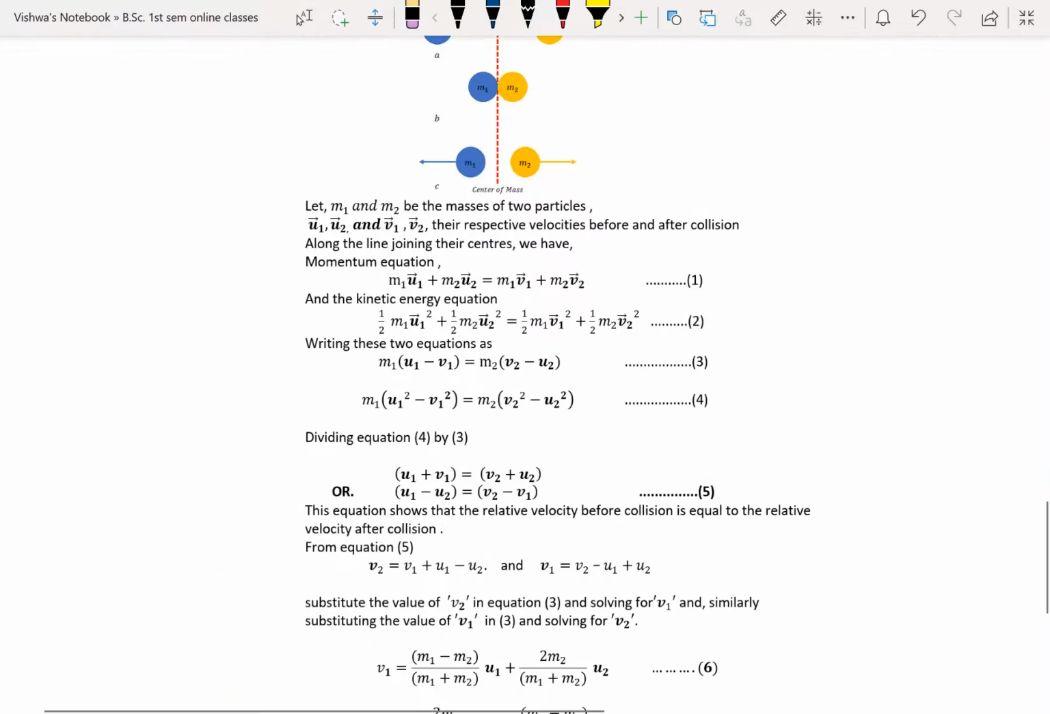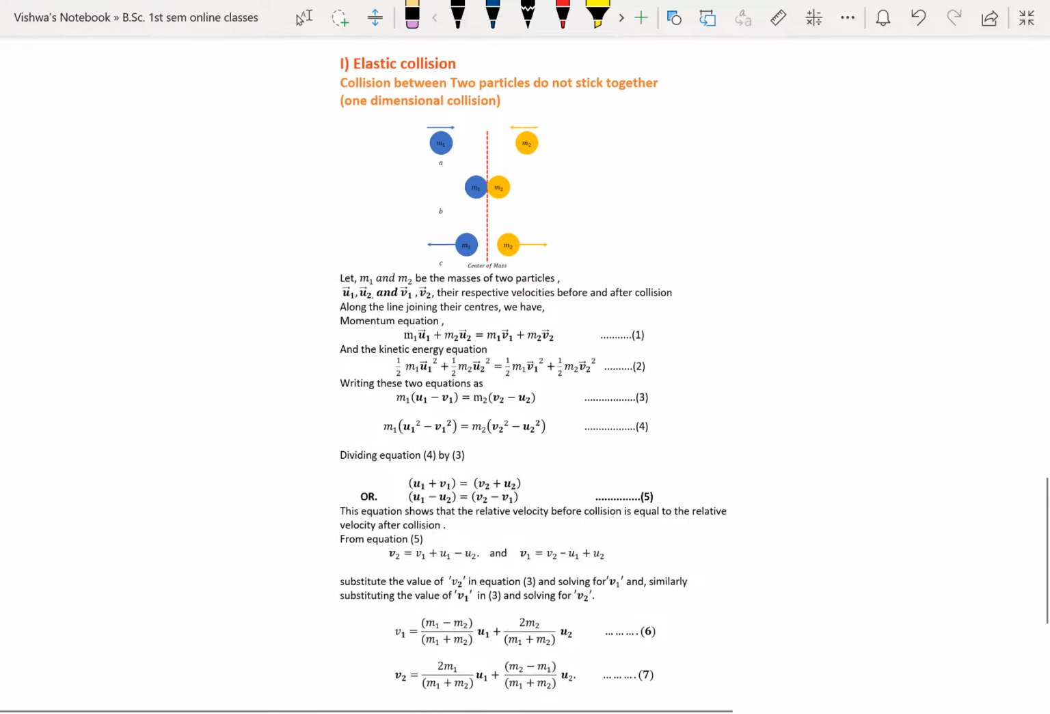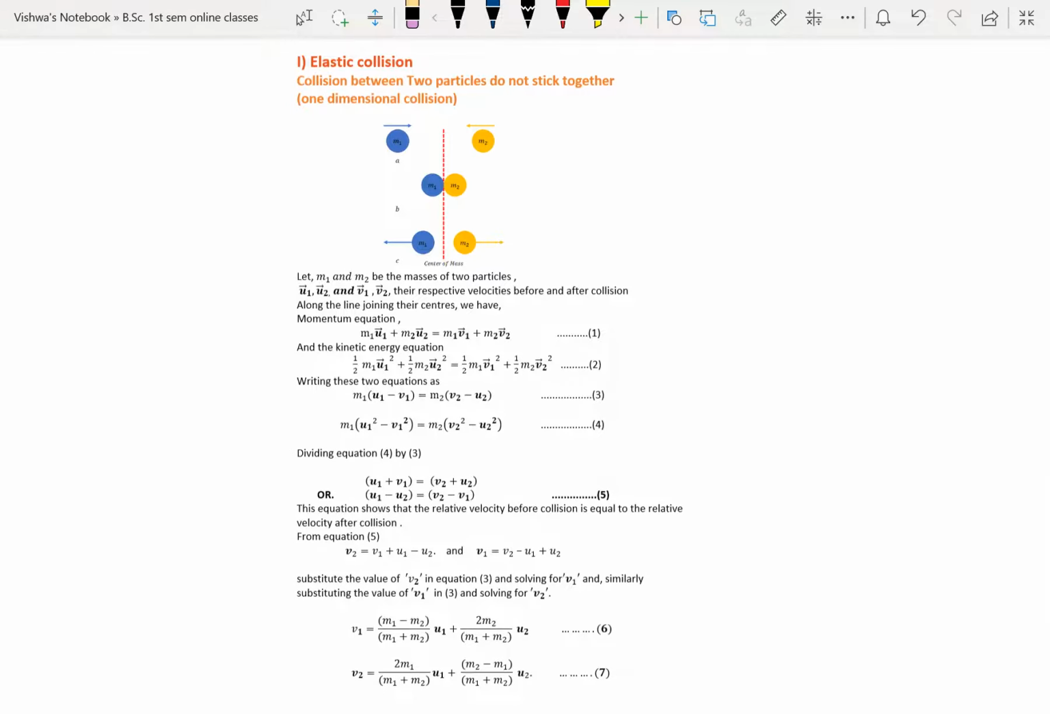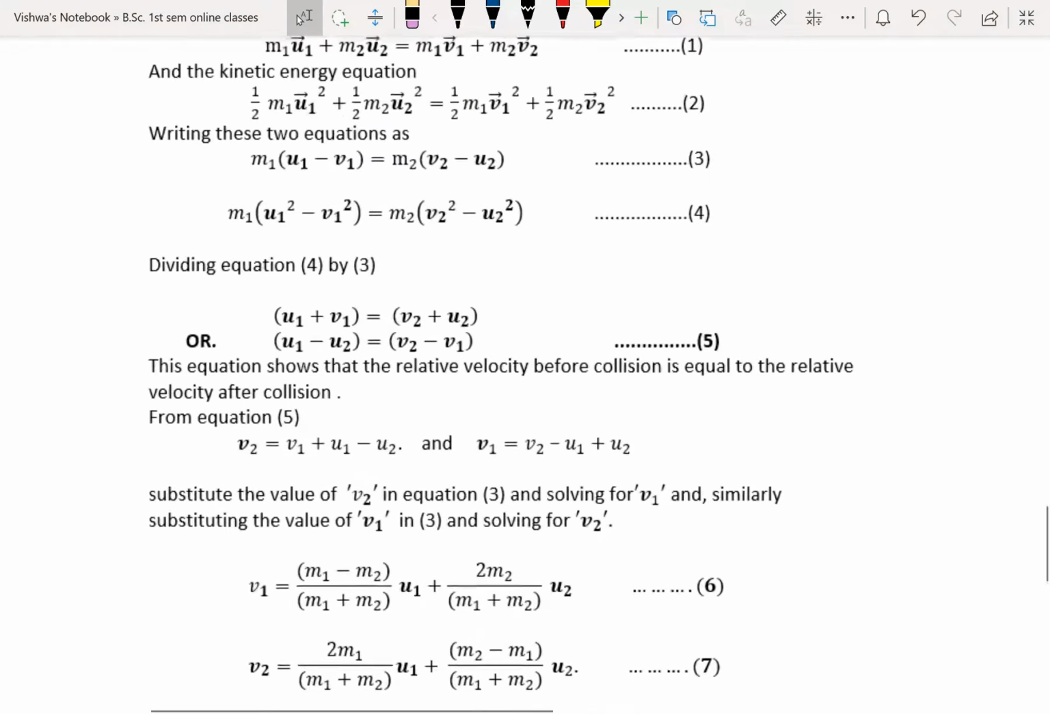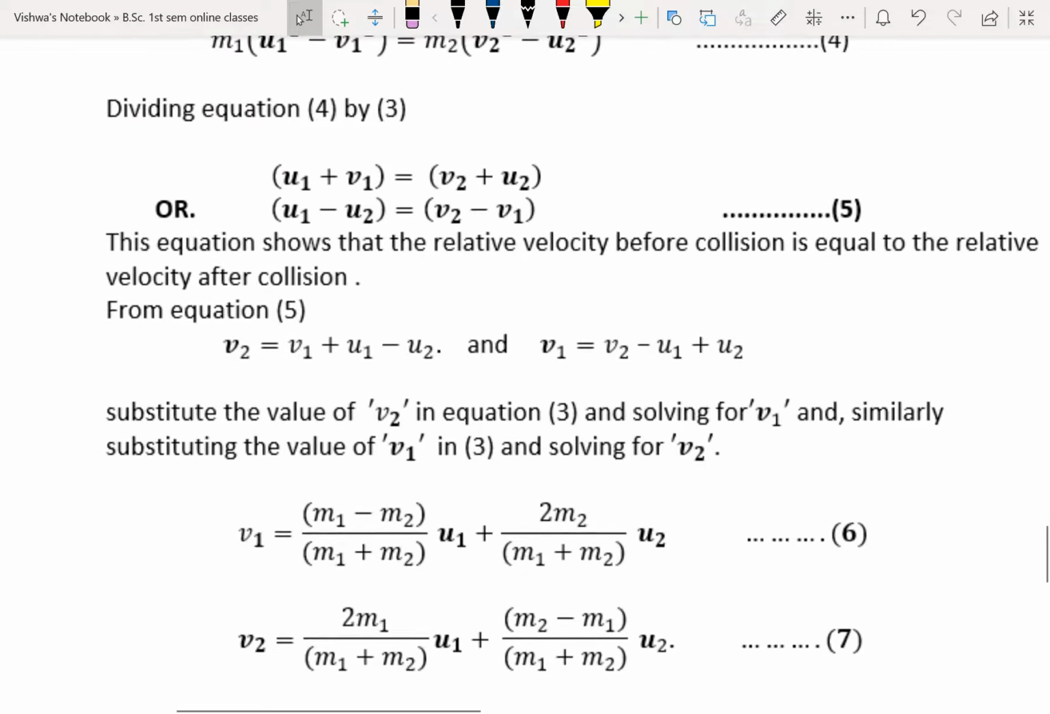Okay, so here is the derivation. Now, our aim is to find the values of the velocities after the collisions. So that is v1 and v2 we have to find. For that, the final equation should be in terms of all known quantities except v1 and v2. Up to equation 5 we have derived. So what is equation 5?